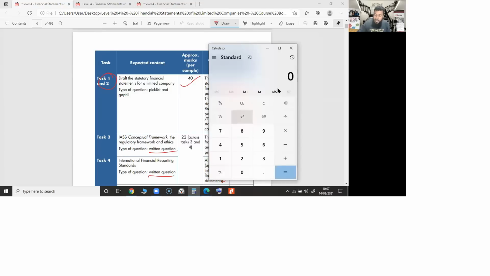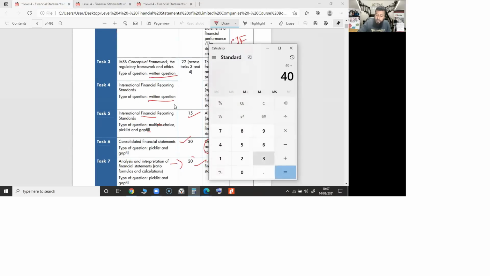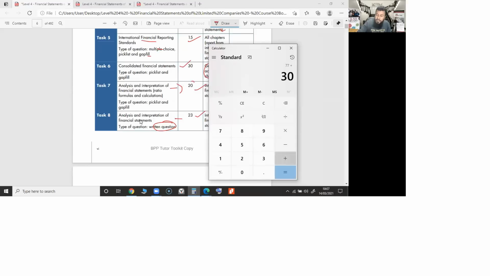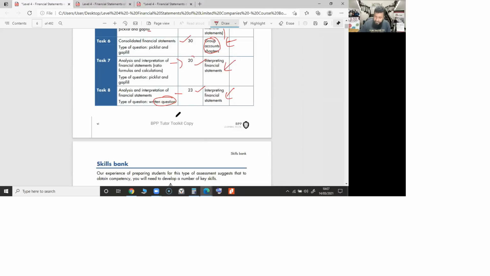Look at this. Task number 1, how many? 40 marks, yeah? Task number 1 and 2, basically. Task number 3 and 4, 22 plus 22 plus. Task number 5 is 15 plus. Task number 6 is 30 plus. 7 is 20 and 8 is 23. How many marks together? 150. How many minutes do you have to finish these 8 tasks? This 150. You have 2.5 hours, that means 150 minutes you have. So it's a very easy calculation. 1 minute for each mark.